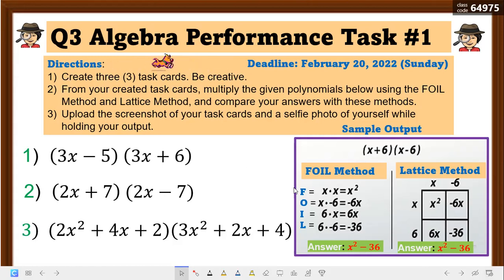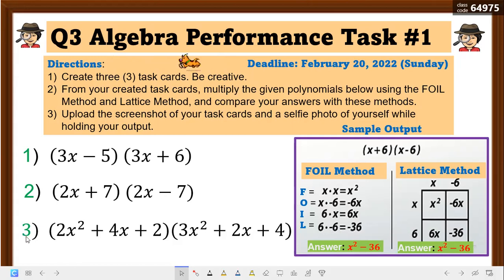Okay, so I would like to emphasize, ang ibig sabihin nitong performance task ninyo, yung 1 to 3 given polynomials ninyo, makinig mabuti ito yung output na sample. Okay, yung number 1 natin, binomial ito, same with number 2. Ang ibig sabihin niyan, i-multiply mo ito, gamit ka ng FOIL method at the same time, lattice method. Make sure kaparehas yung makukuha mong sagot. Okay? Pag hindi, you have to go back to the lesson. So, i-compare mo.